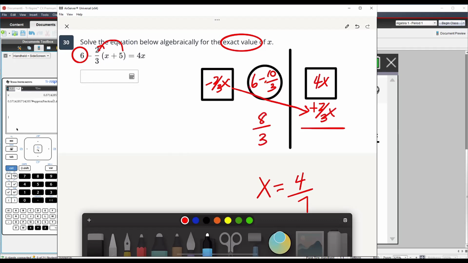Now, if you're not sure, just put this into your calculator. 6 minus 10/3 is the same as 8/3. So my last step is I'm going to have 4 and 2/3 x over here. So divide both sides by 4 and 2/3, and that's going to give me 1x. Let me go and show that.